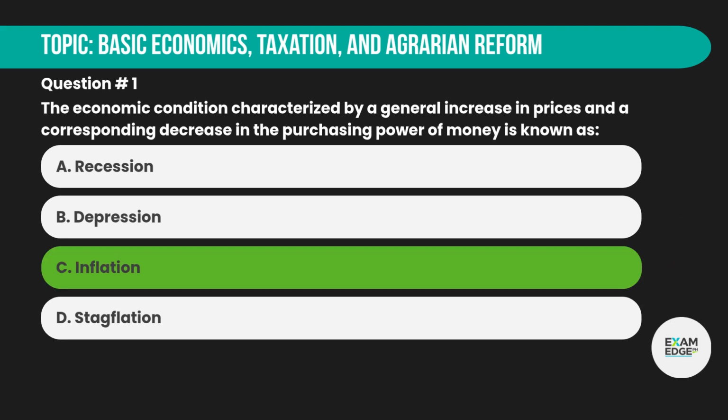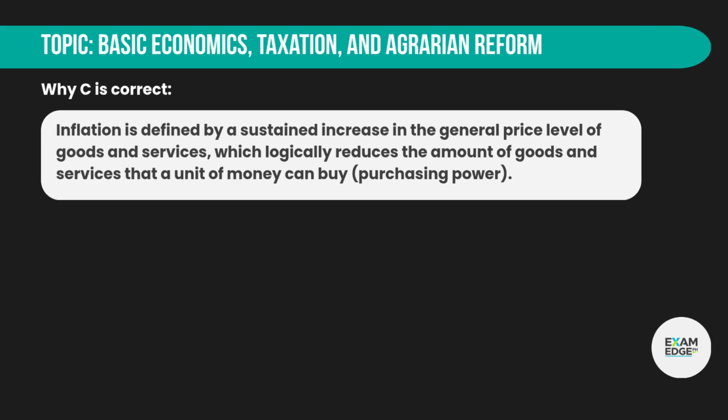Correct answer: C. Inflation. Why C is correct? Inflation is defined by a sustained increase in the general price level of goods and services, which logically reduces the amount of goods and services that a unit of money can buy, purchasing power.